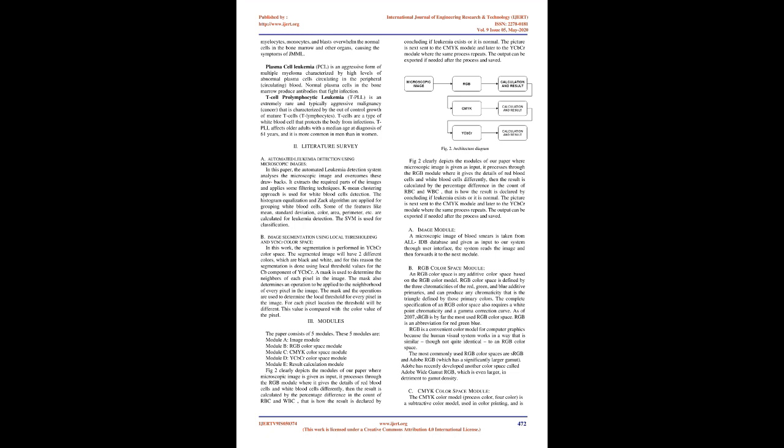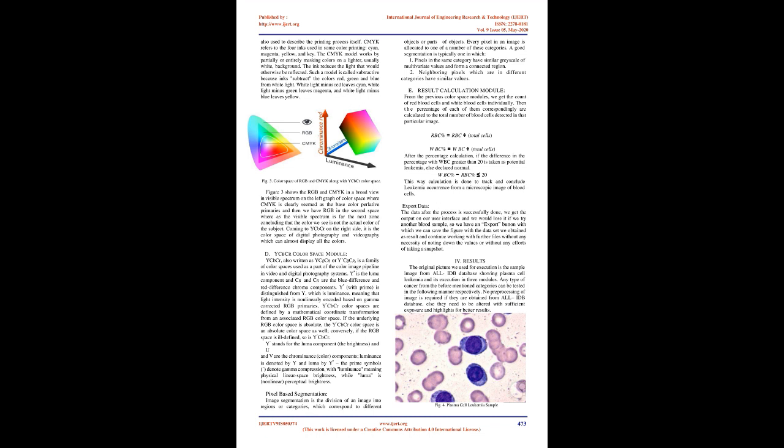Fig 2 clearly depicts the modules of our paper where a microscopic image is given as input. It processes through the RGB module where it gives the details of red blood cells and white blood cells differently. Then the result is calculated by the percentage difference in the count of RBC and WBC. That is how the result is declared by concluding if leukemia exists or it is normal. The picture is next sent to the CMYK module and later to the YCbCr module where the same process repeats. The output can be exported if needed after the process and saved.